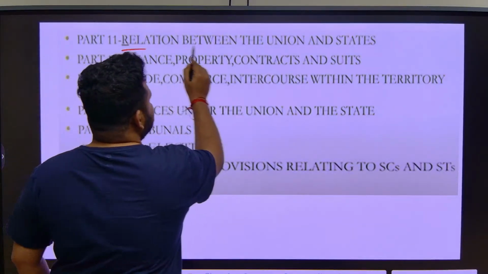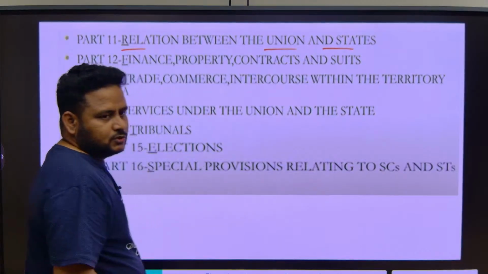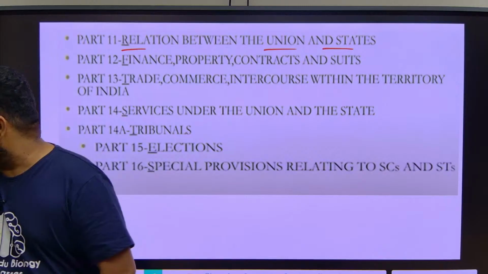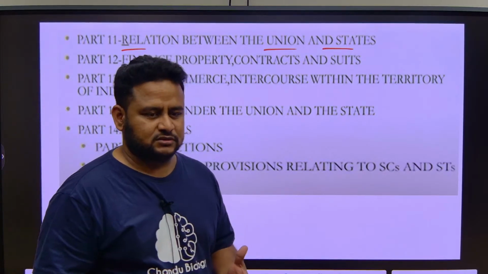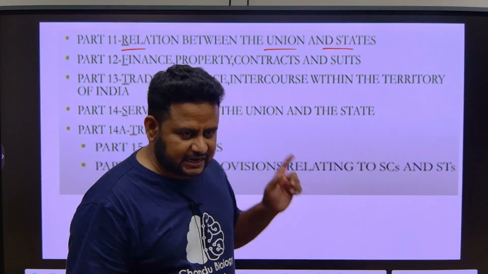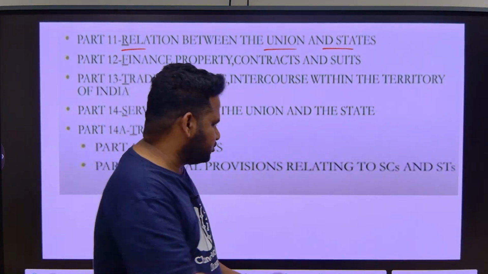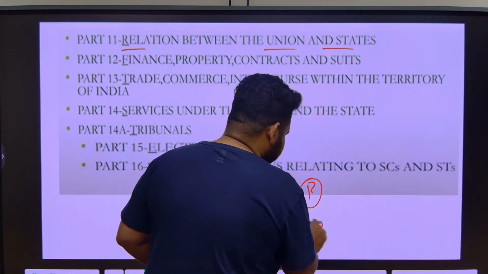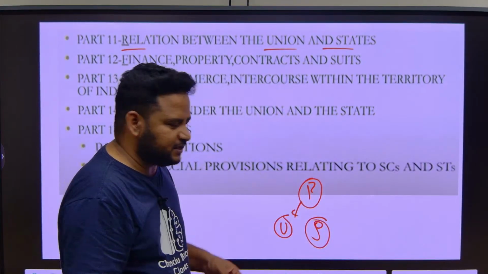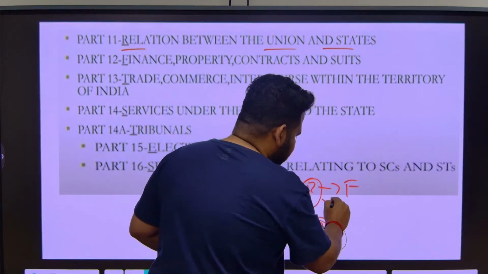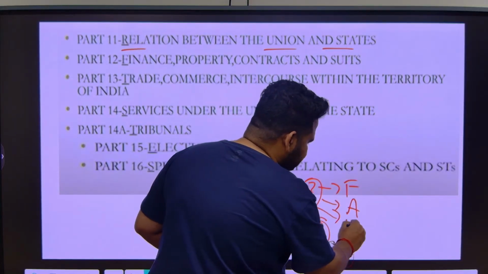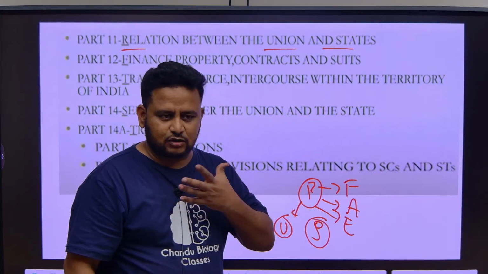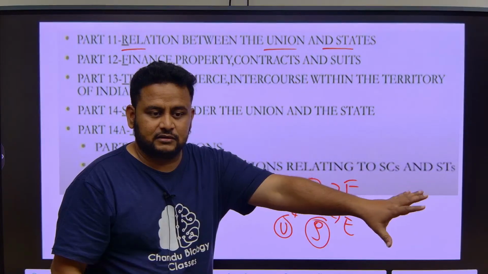Part 11, relation between union and states. Part 11 is talking about the relation between union government and state government. What kind of relation? Relation can be financial relation, administrative relation, executive relation, anything like that. Financial relation means the tax the central government has collected, how it is distributing to other states.